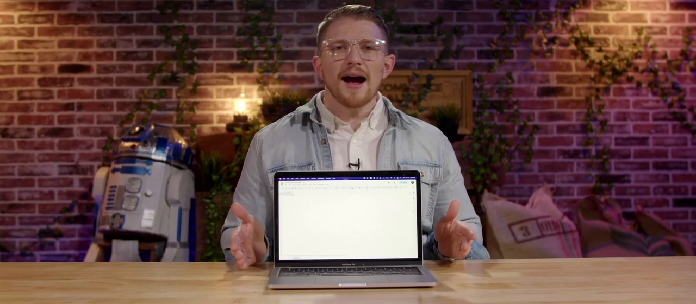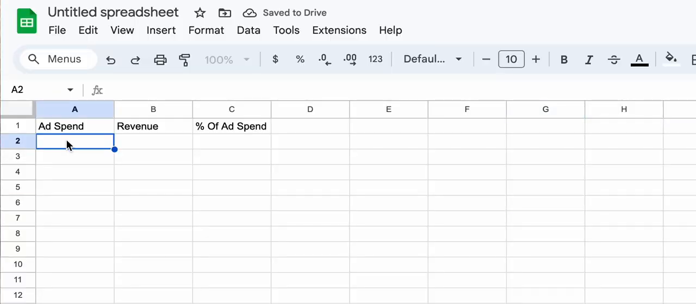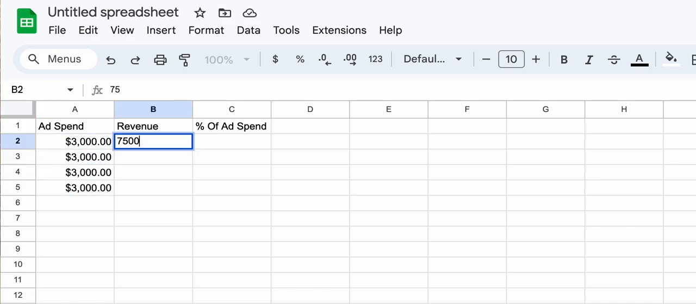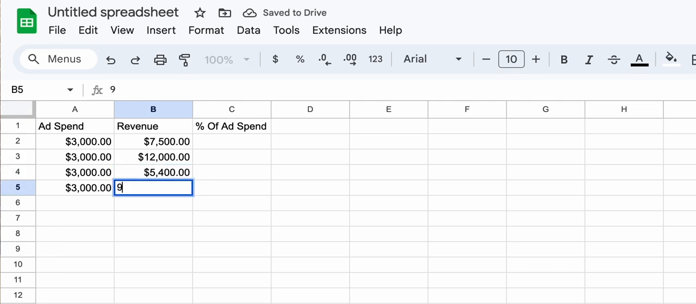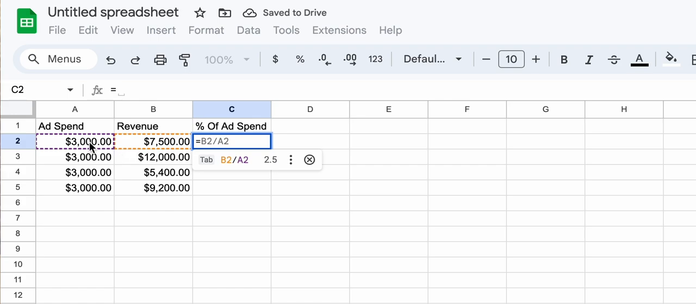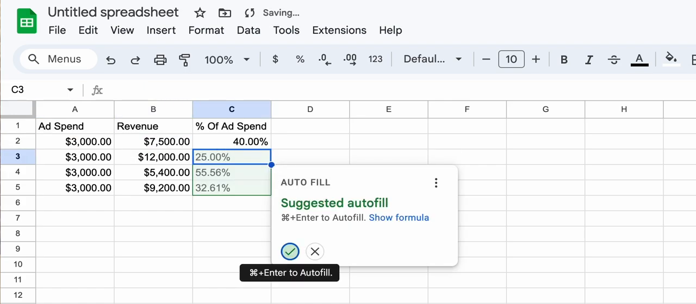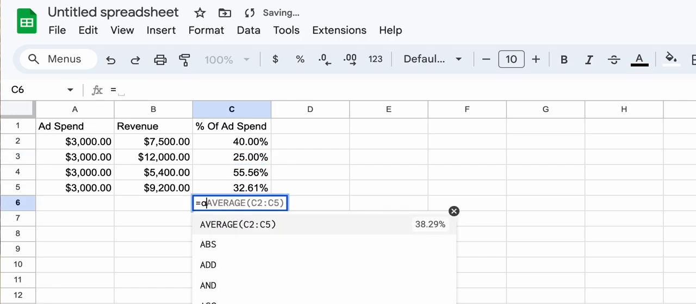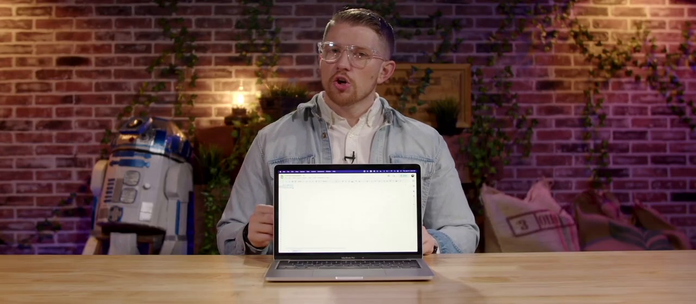So let's look at a practical example of this. Let's say we're spending $3,000 per week on ads, and let's put our revenues for each of these weeks at $7,500, $12,000, $5,400, and $9,200. This puts our 4-week ad spend average at 38.5%, and we want to be in our goal of 20 to 25%. That means this week, I need to try and cut back a good amount.